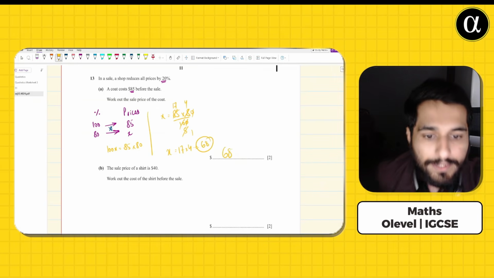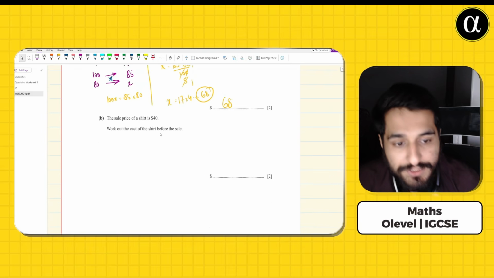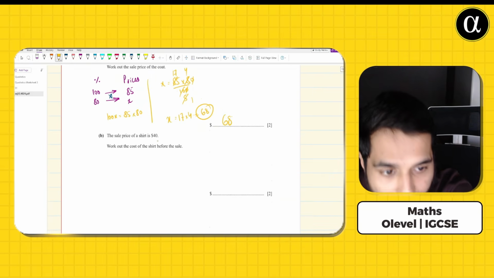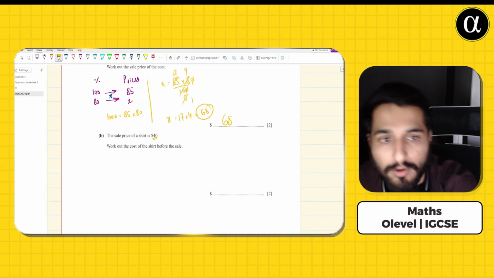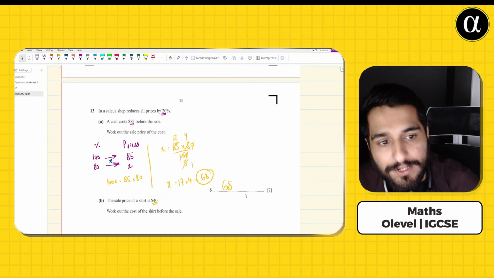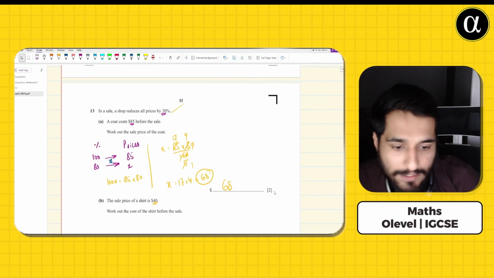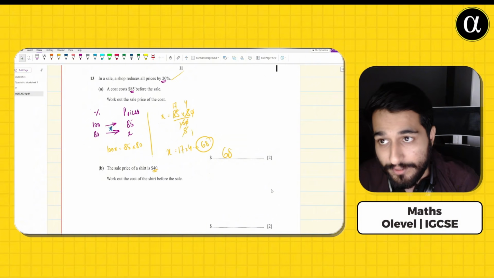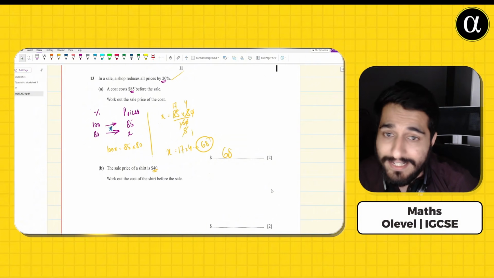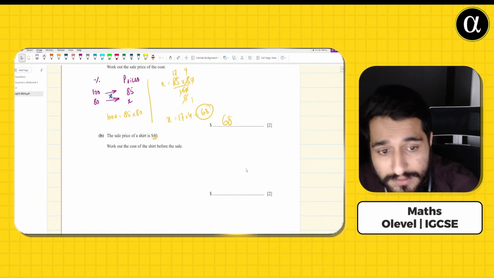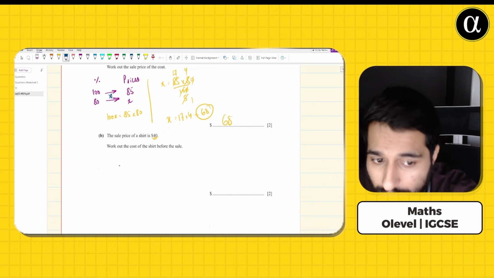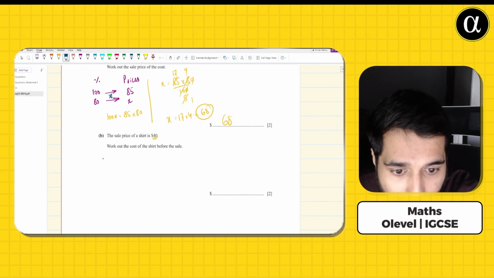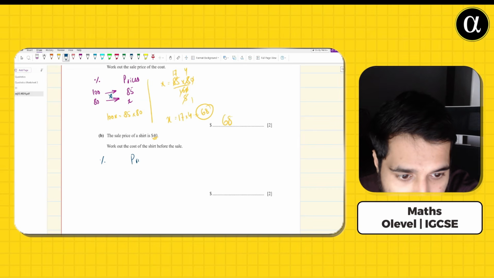So here we go. Now, part B says the sale price of the shirt is $40. So this is the sale price, the discounted price of a similar condition, which is 20%, right? It says work out the cost of the shirt before the sale. Now, this is a slightly different question. This might be tricky for some students, but keep in mind that our concept would be the same. We'll be using the same method, percentage and prices.